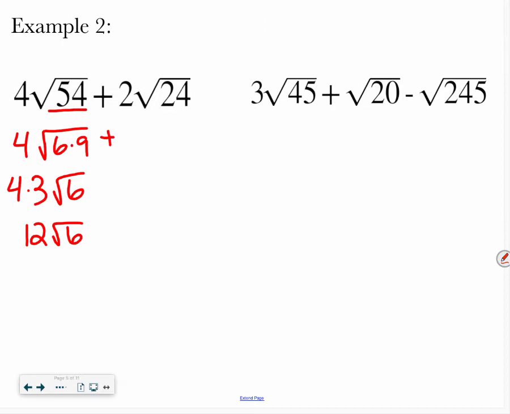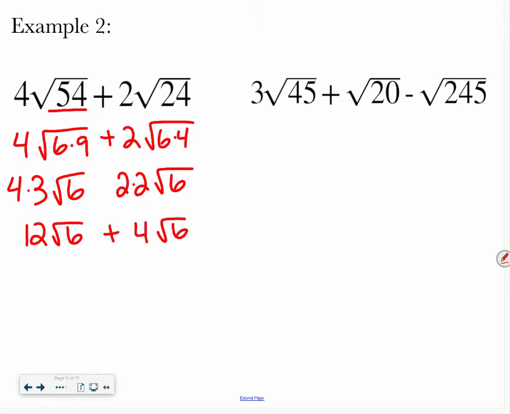And then I have this plus 2 square root of 24. 24 can be broken up into 6 times 4. And if I do the square root of 4, that's a 2 that I can pull out. And I'm left with 4 square root of 6. So now I have 12 square root of 6 plus 4 square root of 6, or 16 square roots of 6.